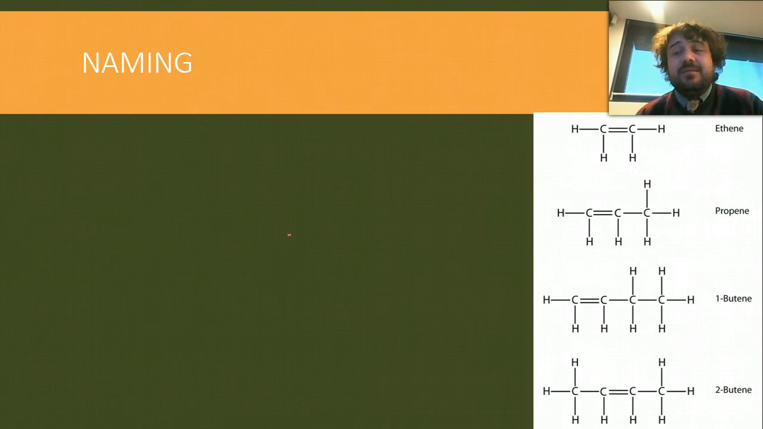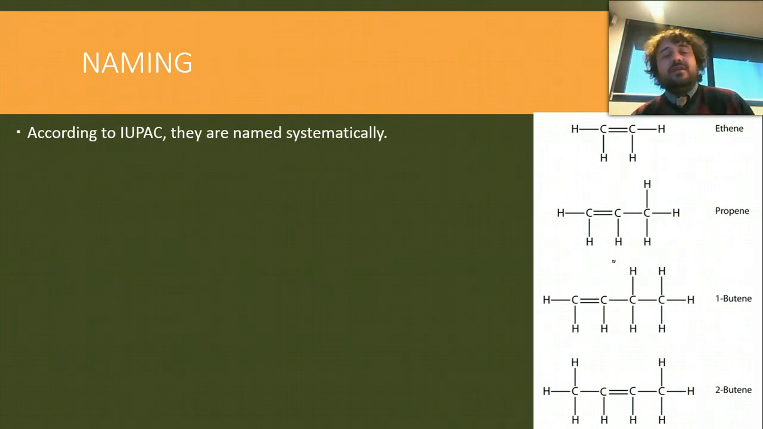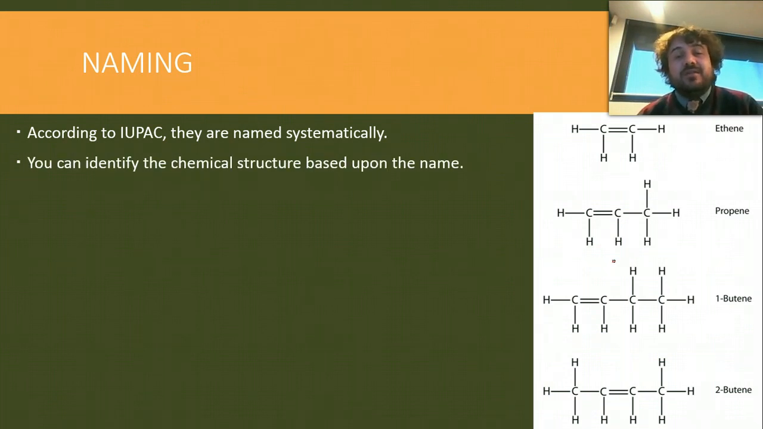Alright, how do we name them? And here we have three, which we've sort of named here. Ethene, propene, 1-butene, 2-butene. We'll get to that in a second. So according to the IUPAC, they are named systematically. And this means that you're able to just know the name of it. You should be able to draw it. Now, that's a bit trickier, but you should be able to draw it based on just the name.